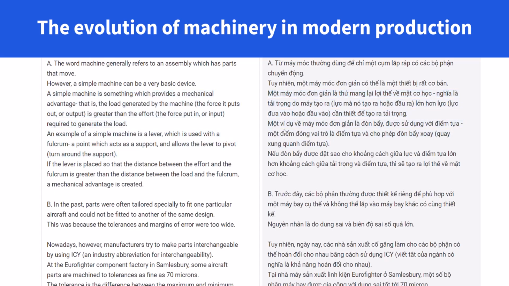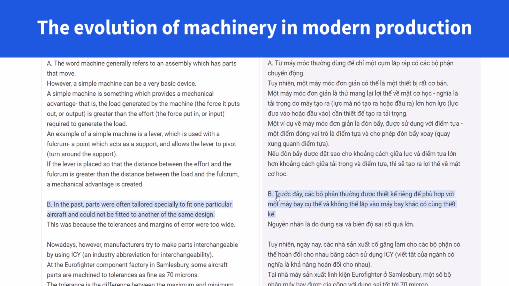An example of a simple machine is a lever, which is used with a fulcrum, a point which acts as a support, and allows the lever to pivot, turn around the support. If the lever is placed so that the distance between the effort and the fulcrum is greater than the distance between the load and the fulcrum, a mechanical advantage is created.